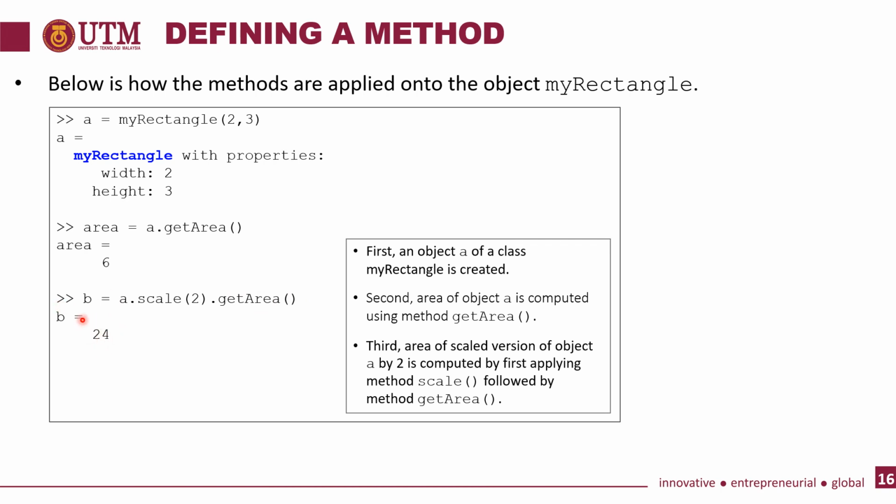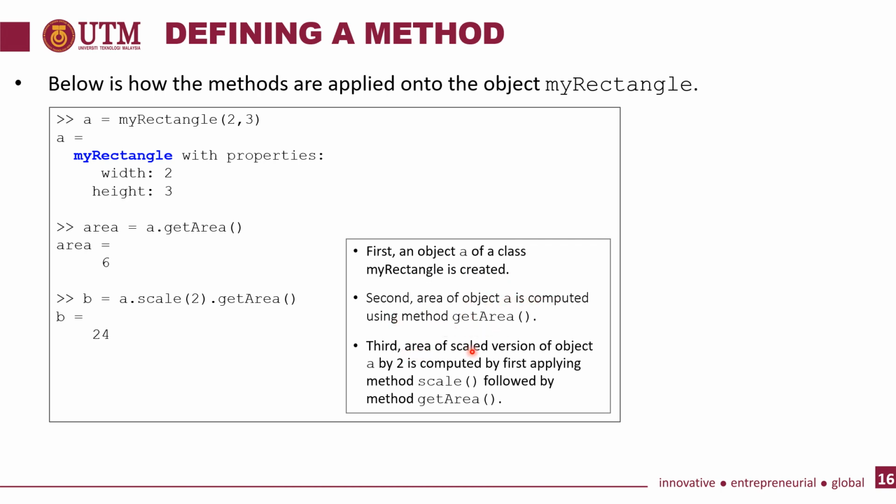This is one of the advantages of OOP. You can just combine the functions inside the class that you defined in an object A. So first, an object A of class myRectangle is created. Second, the area of object A is computed by using the method getArea.